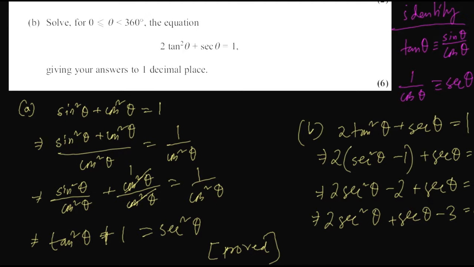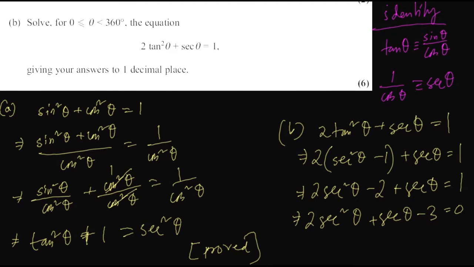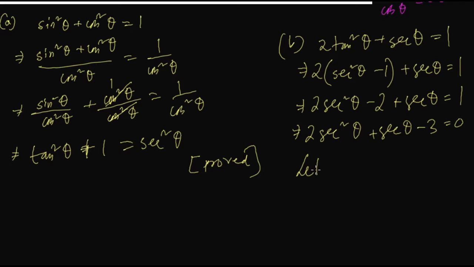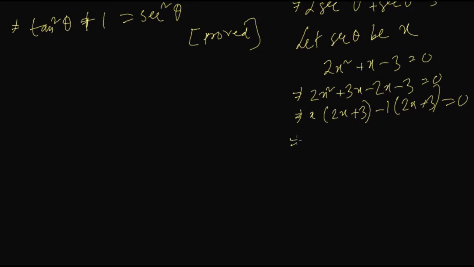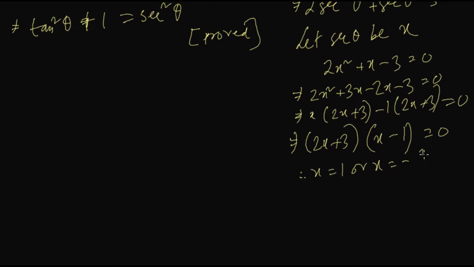What we have to do here is use substitution. It's always a good idea to use substitution for cumbersome trigonometric expressions. So let sec theta be x. It will be 2x squared plus x minus 3 equals 0. We can do middle term break. 2 threes are 6, so 2x squared plus 3x minus 2x, that is going to be plus x. If we take x common, it will be x times 2x plus 3. If we take minus 1 common, it will be 2x plus 3, equals 0. So we get two expressions, 2x plus 3 and x minus 1, equal to 0. Therefore x equals 1 or x equals minus 3 by 2.